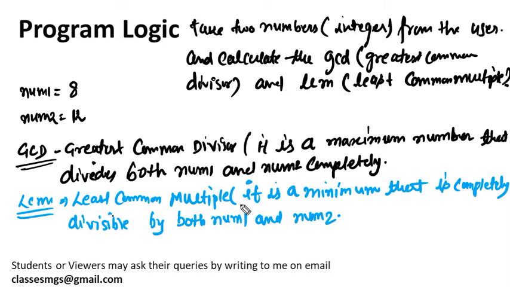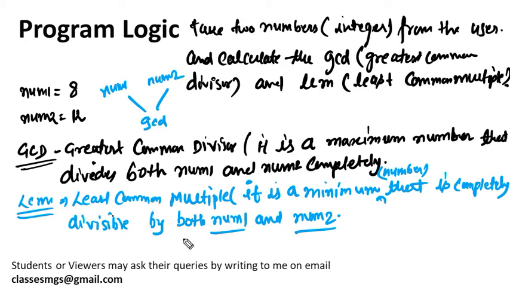Remember, it is a minimum number that is completely divisible by both number 1 and number 2. And what is the greatest common divisor? Greatest common divisor is different. It is a maximum number that divides both number 1 and number 2. But LCM is a number that is completely divisible by number 1 and number 2.